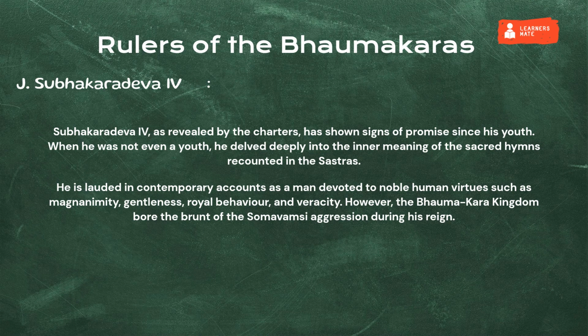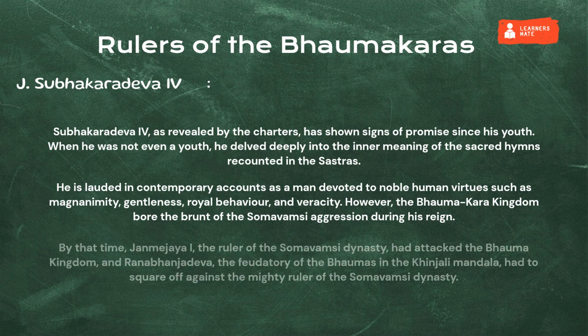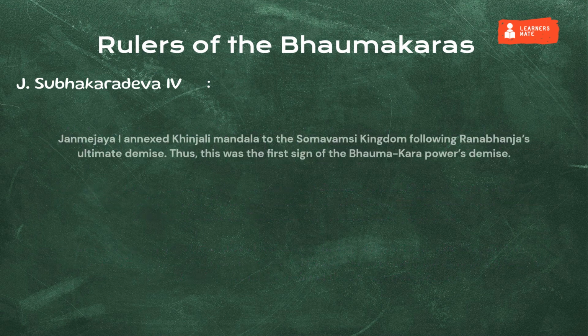However, the Bhaumakara kingdom bore the brunt of the Somavamsi aggression during his reign. By that time, Janmejaya I, the ruler of the Somavamsi dynasty, had attacked the Bhauma kingdom, and Ranbhanjadeva, the feudatory of the Bhaumas in the Khinjali Mandala, had to square off against the mighty ruler of the Somavamsi dynasty. Janmejaya I annexed Khinjali Mandala to the Somavamsi kingdom following Ranbhanja's ultimate demise. Thus, this was the first sign of the Bhaumakara power's demise.